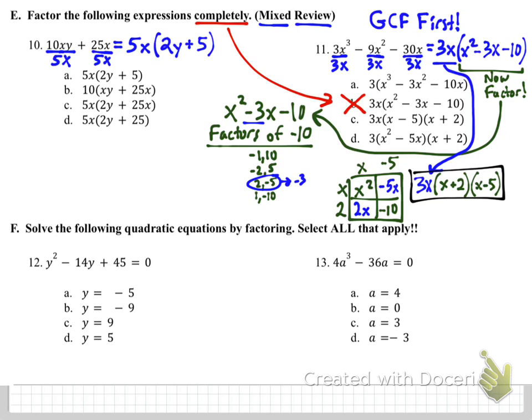C is the answer, even though the two factors are switched in order. The order does not matter when you're multiplying.